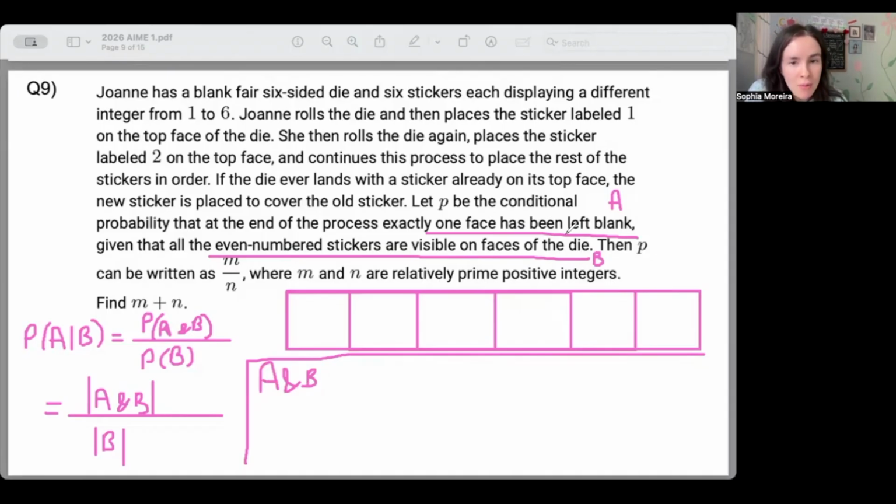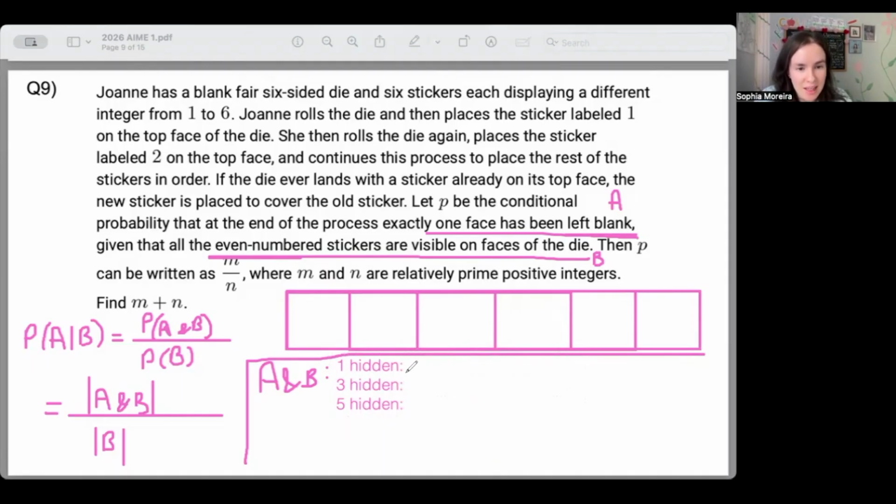So if only one face is left blank and we can see all the evens, so that is four faces of the dice that are well defined already. Therefore, of the two remaining faces, either the one or the three or the five has to be hidden. So we have three different cases to handle here. We have where the one is hidden, when the three is hidden, and when the five is hidden. For each of these cases, we're going to then add them together. These are separate cases that are mutually exclusive.